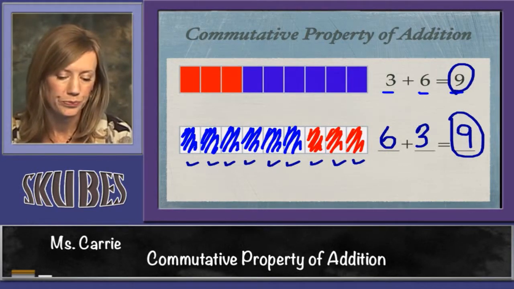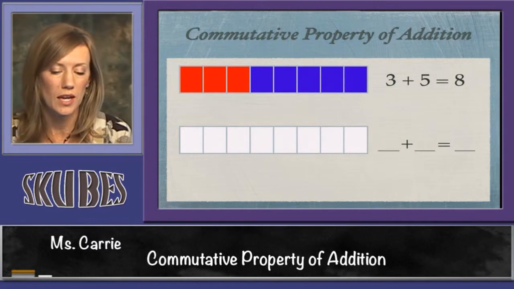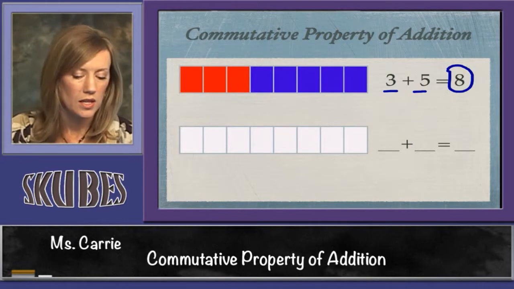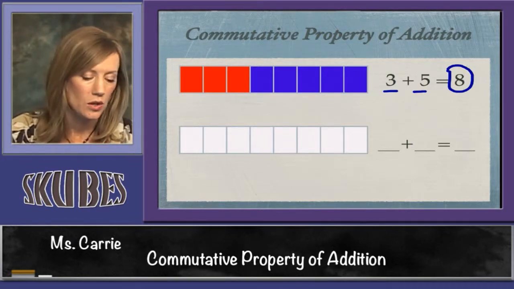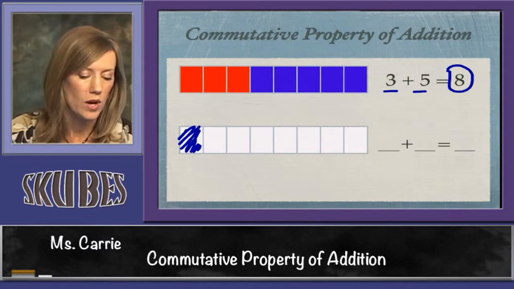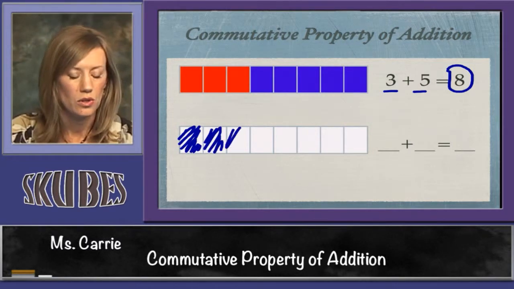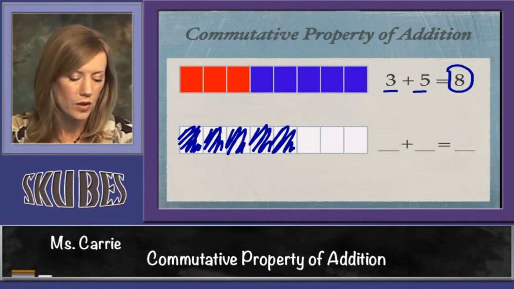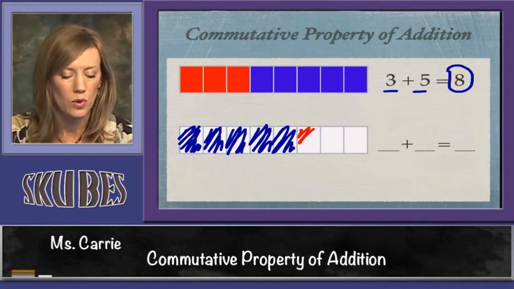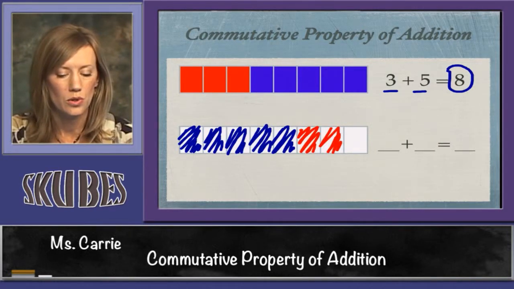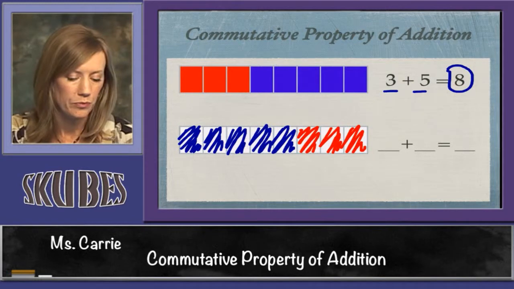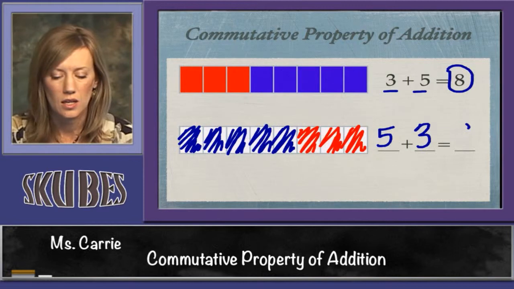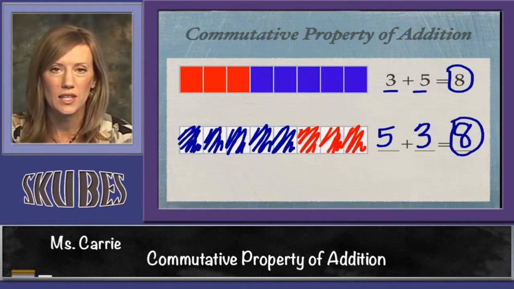Let's look at another one. This one says 3 plus 5 equals 8 at the top. 3 plus 5 is equal to 8. Now let's see what happens when we flip those. So here we would do 5, 1, 2, 3, 4, 5, plus 3, 1, 2, 3. 5 plus 3 equals 8 as well. We still get the same answer.